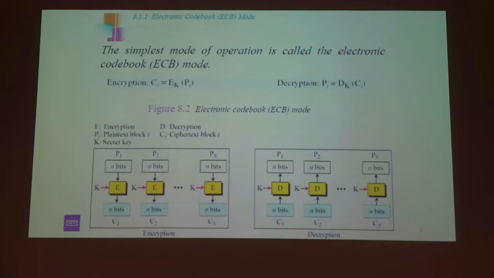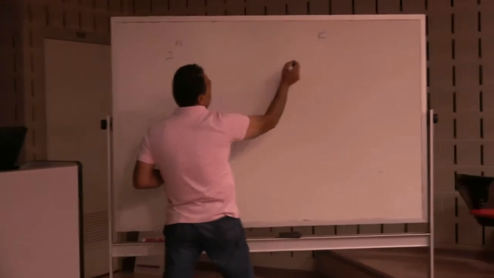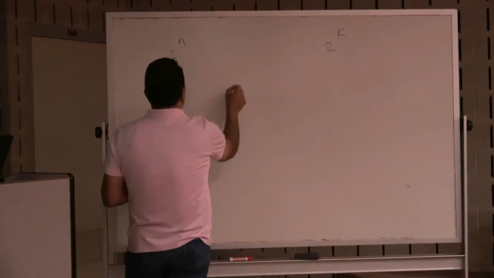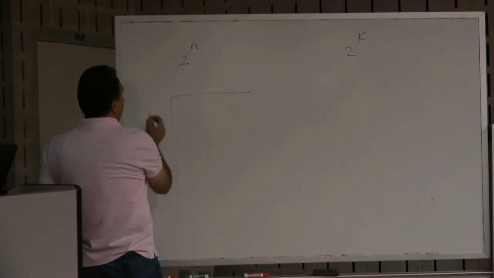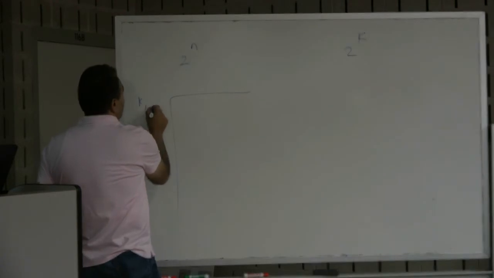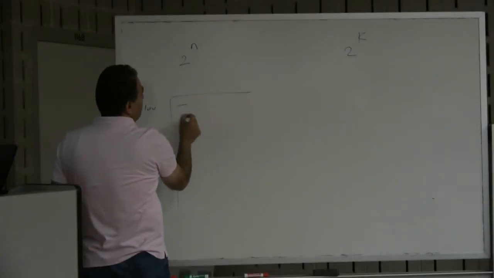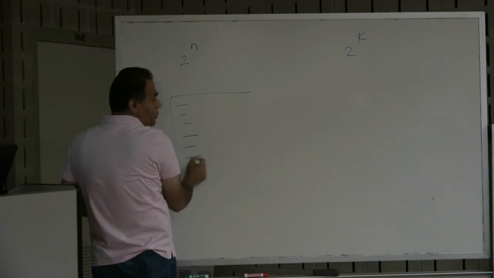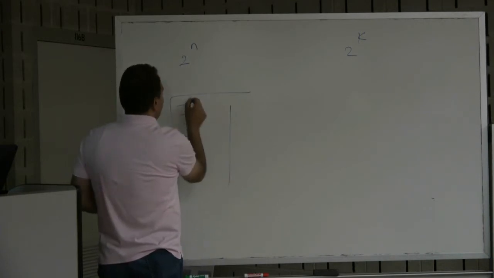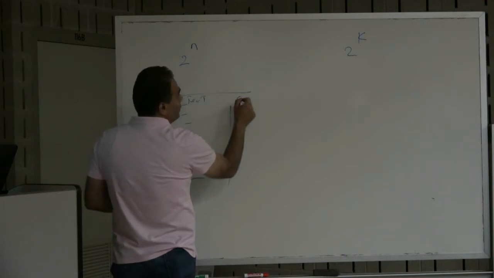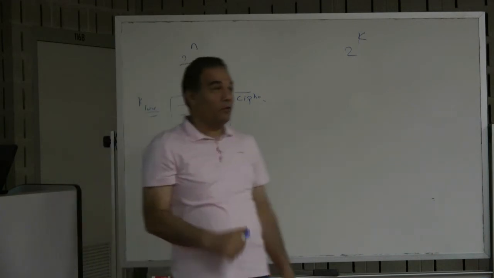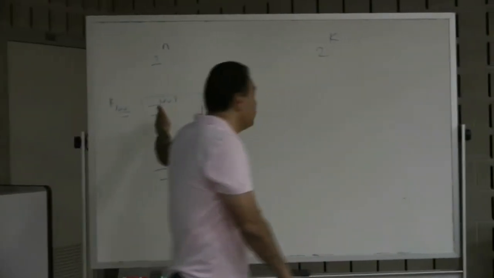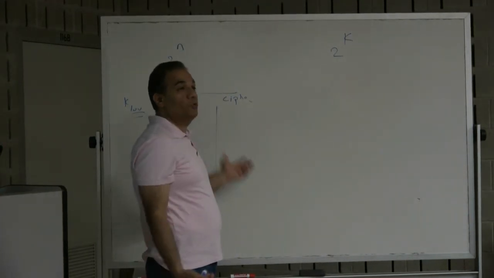If you have the word equal n and the key is k, what are the possible options? 2 to the power k. So I could create a book for the first key, 100, and put all the possible text and the cipher using that key. I don't have to do it all, but certain texts, the common texts that you use.